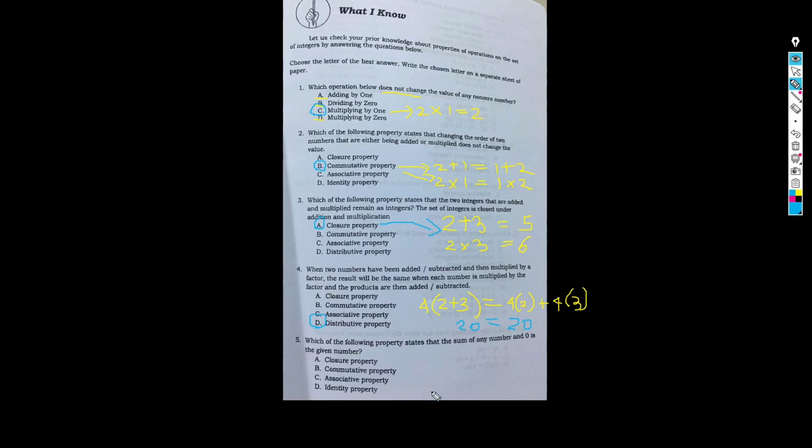Okay? Now, number 5. Which of the following properties states that the sum of any number and 0 is the given number? Okay, 2 plus 0 is just equals to 0 plus 2. 0 plus 2 is just the same number, 2. Okay, this is the identity property. The identity of number 2 remains the same. The answer is still number 2.